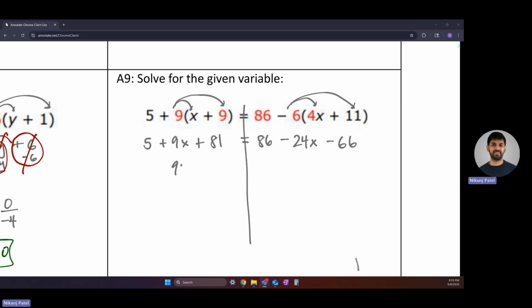So this should end up being 9x plus 86, right? I'm going to combine the 5 with the 81 to make it 86. 81 plus 5 is 86. And over here, I have 86 and a minus 66. If I subtract 86 minus 66, I end up getting 20. And I still have this negative 24x.